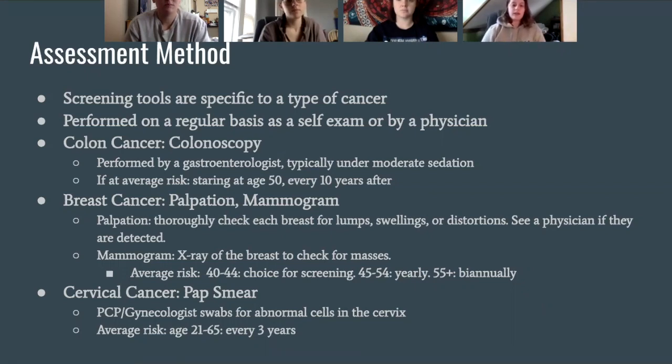And the third one is a screening for cervical cancer, which is a pap smear. And that will be done by your primary care physician or gynecologist, and they will swab for abnormal cells in the cervix. And if you're at average risk, you will get one of those every 3 years, starting at the age of 21 up until the age of 65.